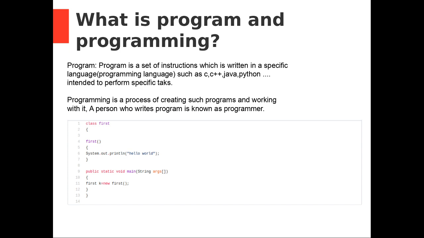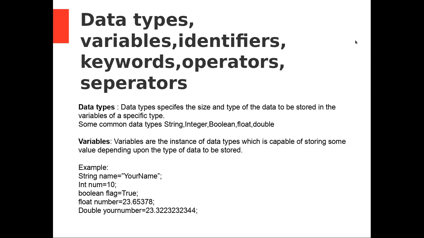Moving on to data types and variables. Data type specifies the size and type of data you want to store in your variable. Some common data types available in most programming languages. So first we have string. It stores bunch of characters in it, making it a whole string. Integer. It stores numeric values. Boolean, it will store either true or false value. Float and double, both will store decimal values.